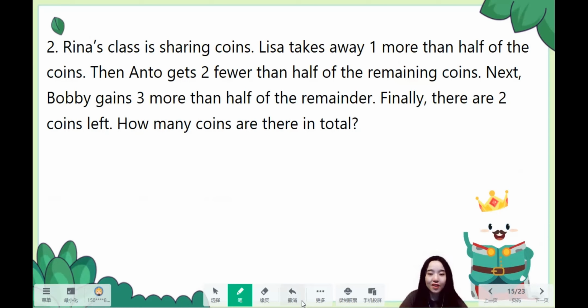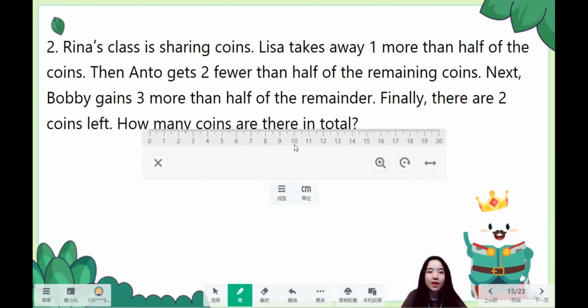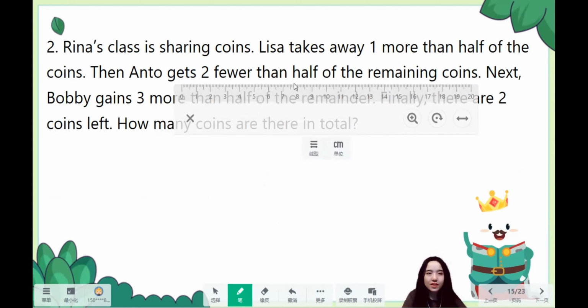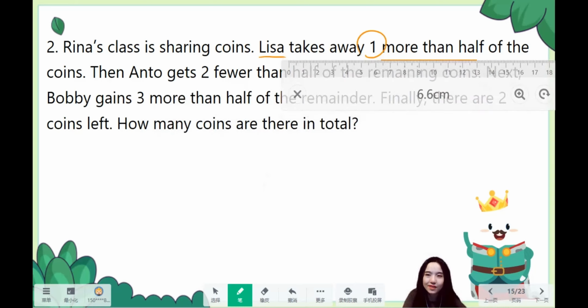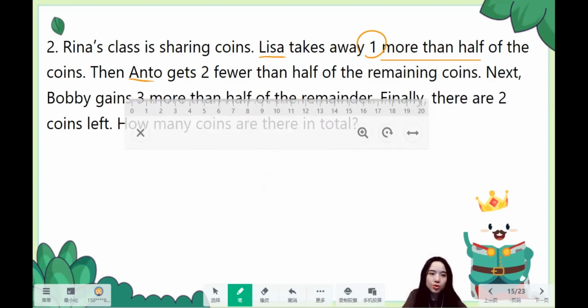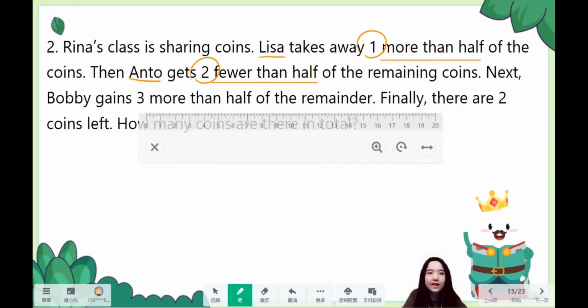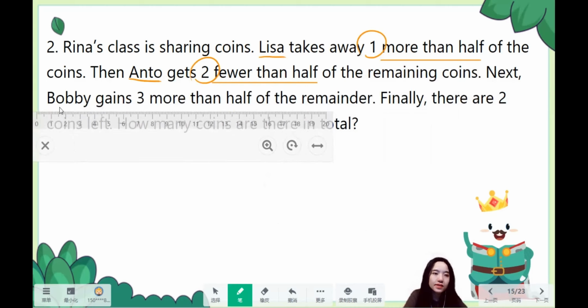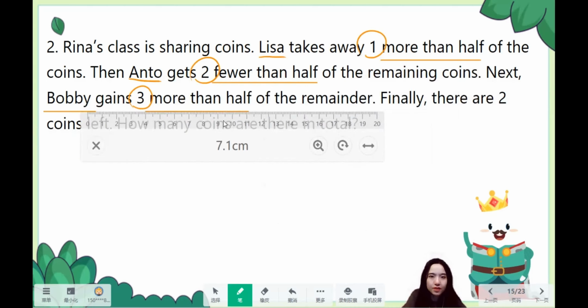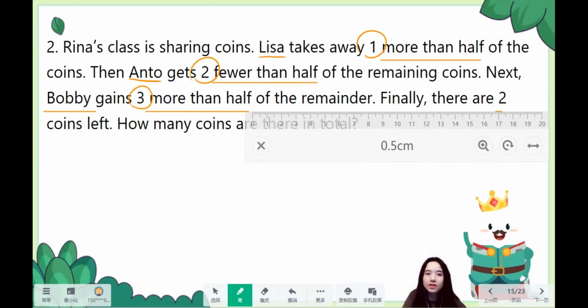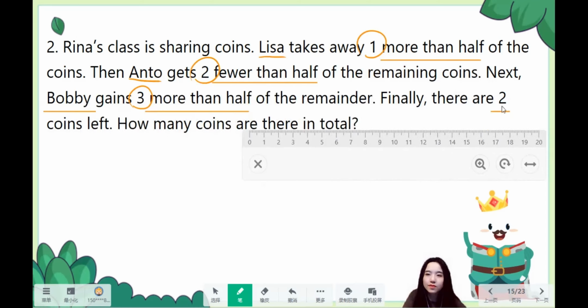Now let's read the question properly first. Here we know Reno's class is sharing coins, and Lisa takes away one more than half of the coins. Then Anto gets two fewer than half of the remaining coins. Next, Bobby gains three more than half of the remainder. Finally, there are still two coins left. This is the final amount.